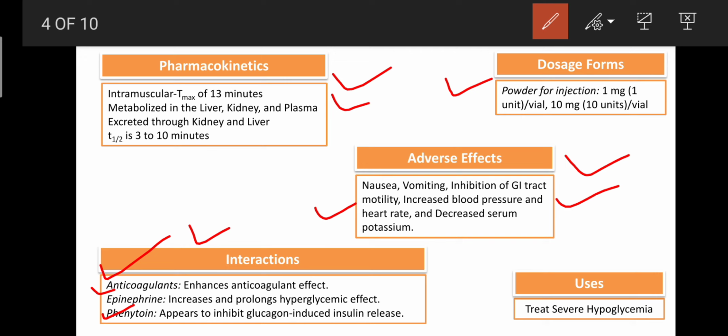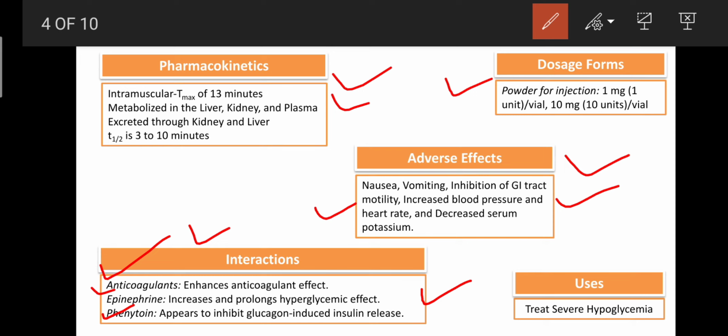It means if you are using phenytoin along with glucagon, the insulin release from the pancreatic gland by glucagon can be abolished. So that's why glucagon should be avoided along with phenytoin, epinephrine as well as the anticoagulants.